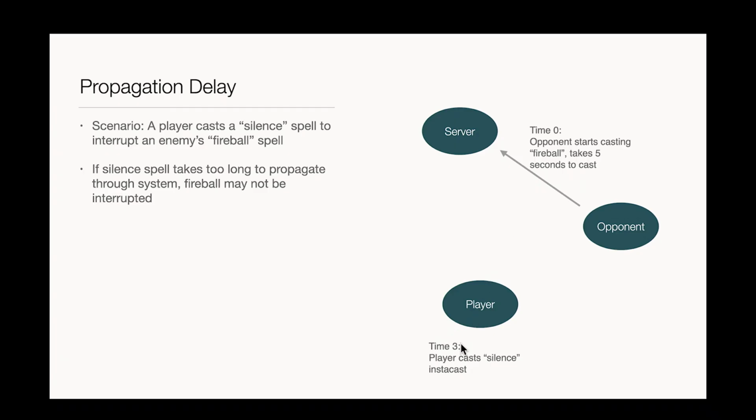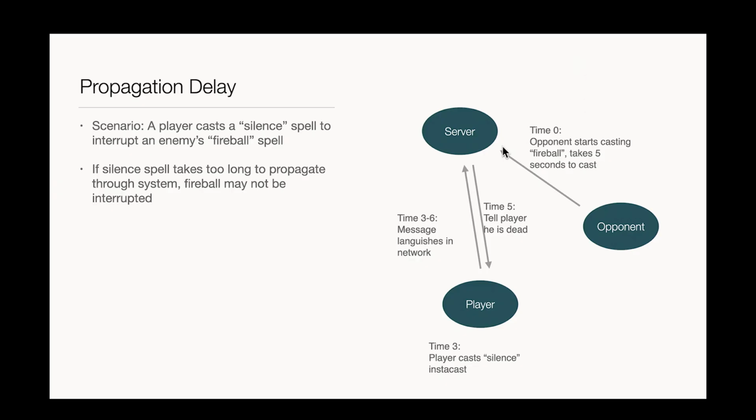The problem, though, is that at time three, on the player's computer, they cast their silent spell, but they now have to tell the server that they cast it. That message gets sent to the server, but it takes some time to arrive because the player's network connection is slow. It takes 3 seconds to reach the server, so it doesn't arrive until time six. By time six, the server thinks the opponent's fireball has already been cast because it takes 5 seconds to cast that spell. So at time five, the server says, hey, you're dead. But the player thinks they should have survived because they did cancel the opponent's spell in time. Whoops.